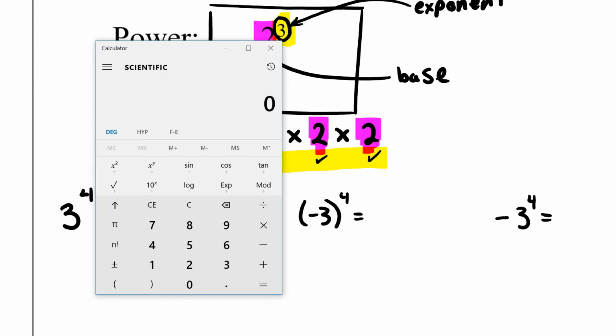Now every calculator is a little bit different with the way that it writes its exponents. This one right here, though, it has x to the power of y. So I would say 3 to the power of 4. Not 44. That would be 81.